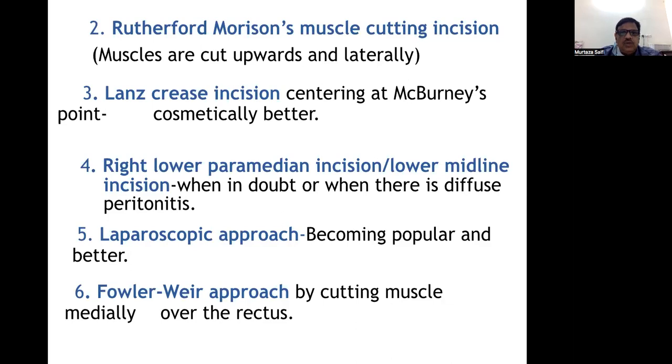Second is the Rutherford Morison muscle-cutting incision. Muscles are cut upward and laterally. Less squeeze incisions centering at McBurney's point. It is cosmetically better. Otherwise, internal exploration is the same.